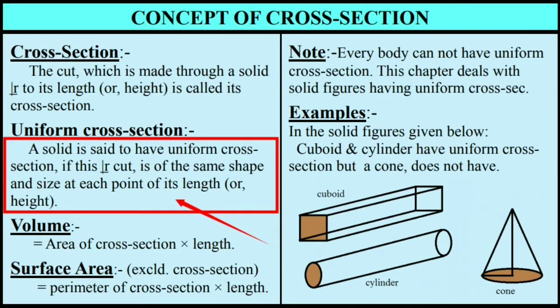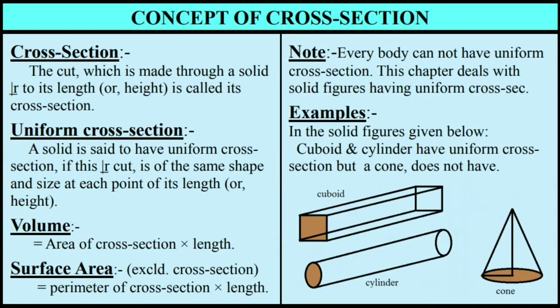The definition is: a solid is said to have uniform cross section if this perpendicular cut is of the same shape and same size at each point of its length or height. Let's take an example to understand cross section and uniform cross section.